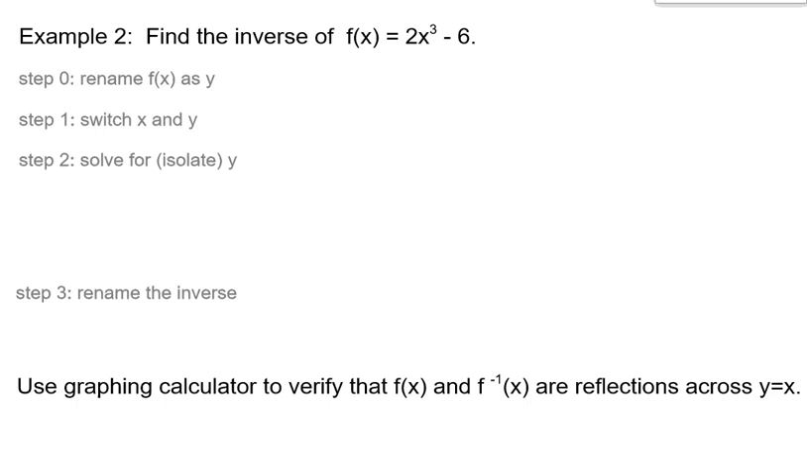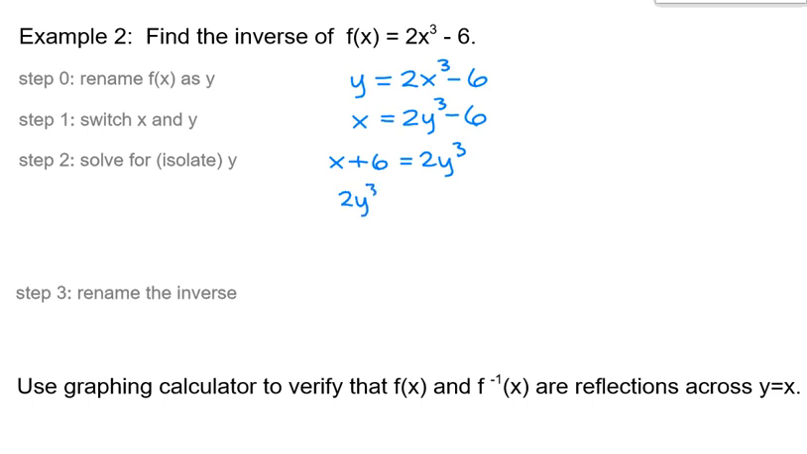So step 0, rename f of x as y. So this is what we're going to take the inverse of. Step 1, switch x and y. Step 2, solve for or isolate y. So add 6 to both sides. If you like, rearrange so you have your y on the left.